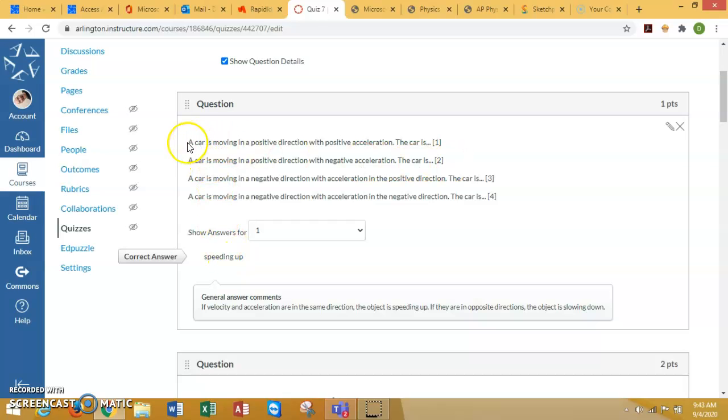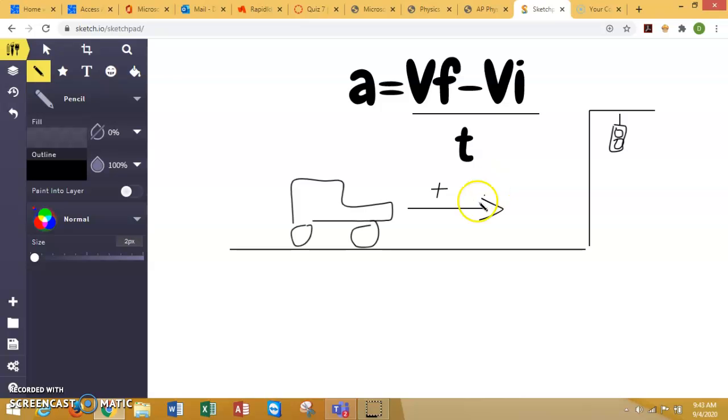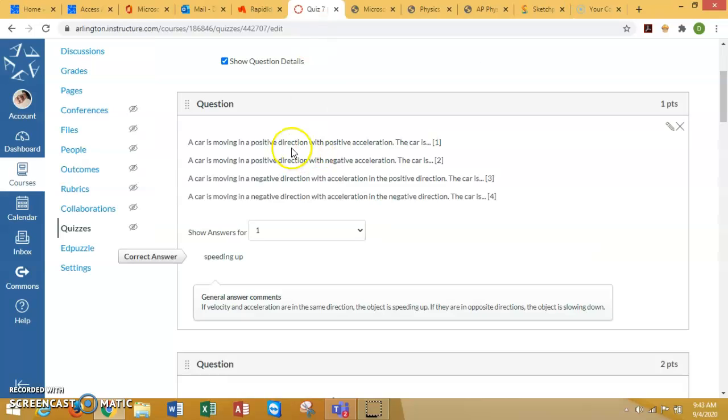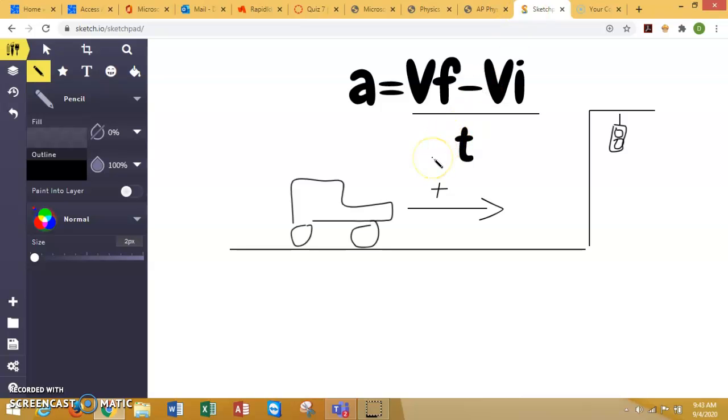First question: a car is moving in the positive direction with positive acceleration. So what's the positive direction? Well, I would call that going to the right. Here's my car. It looks like a shoe. Don't judge me. Here's the stoplight. So let's say going to the right is positive, so the car is moving in a positive direction. What does positive acceleration mean?